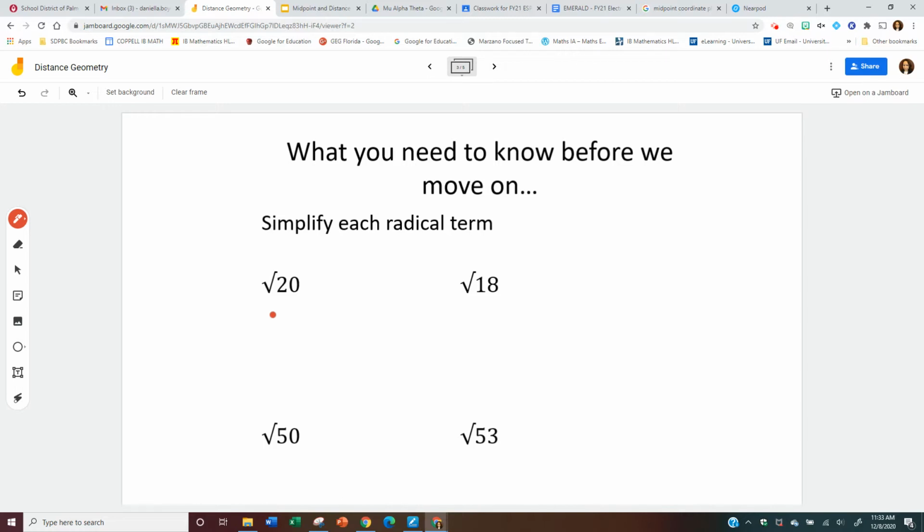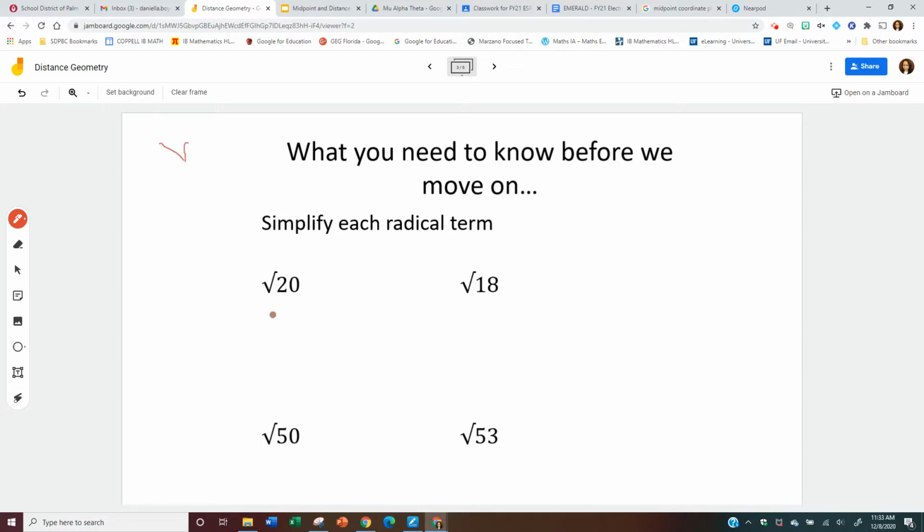So what I mean is, if you get a final answer that is the square root of 20, the square root of 20 can actually be simplified further. And so for each one of these, we want to try and simplify by seeing if it has a perfect square that goes in there.